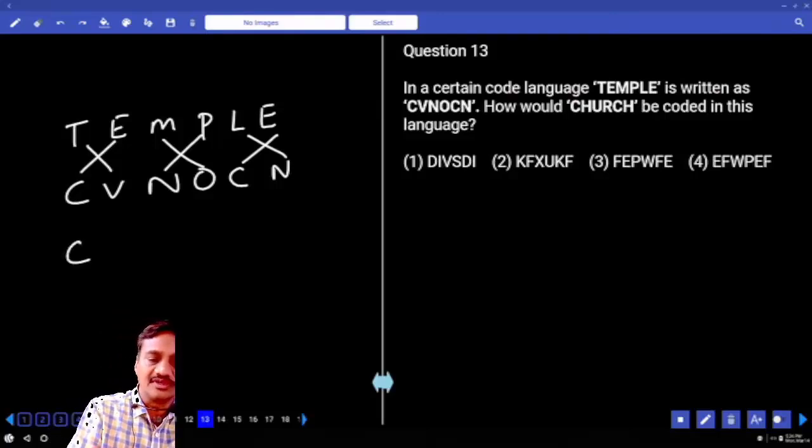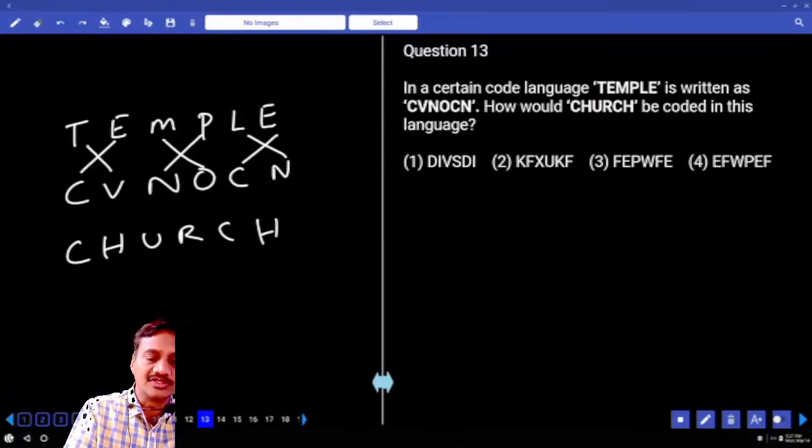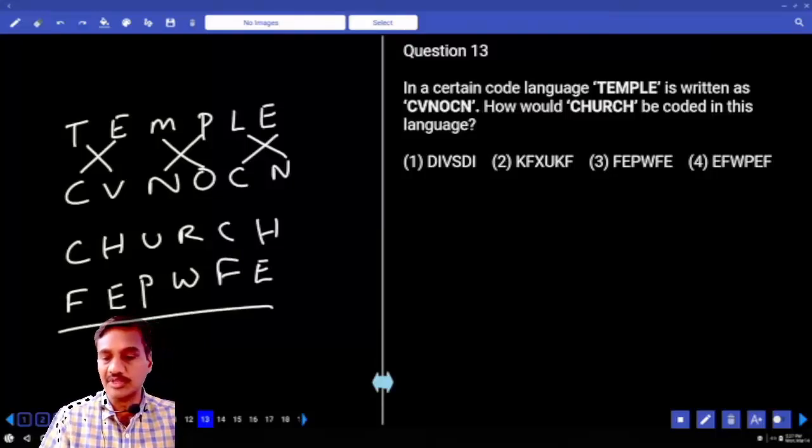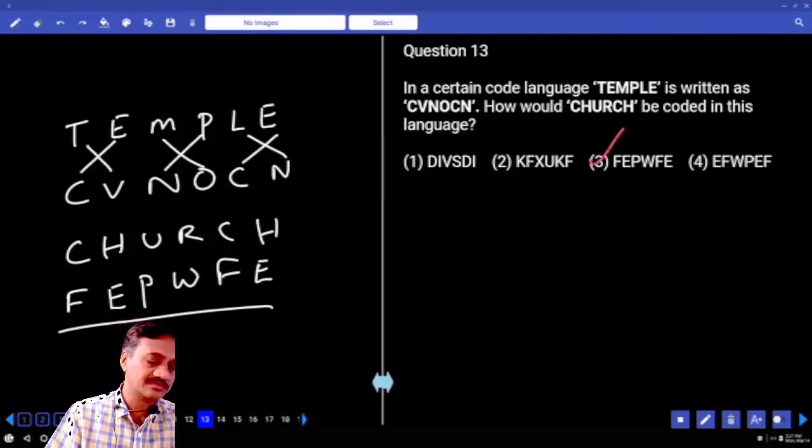Then in the same way, to this word church, CHURCH, C plus 2 is E, H minus 2 is F. U plus 2 is W, R minus 2 is P. And C plus 2 is E, H minus 2 is F, so the code is FEPWFE, choice 3, question number 13.